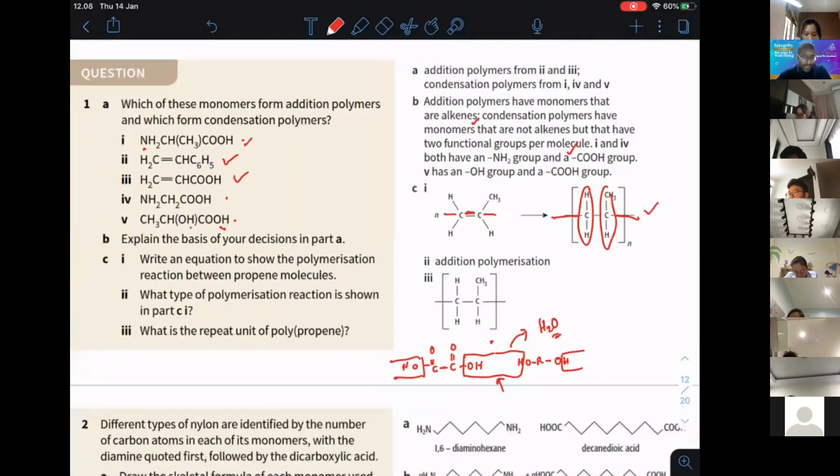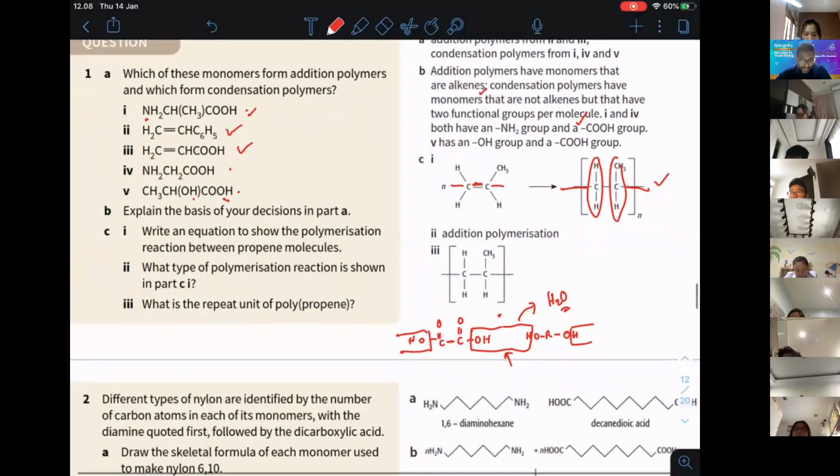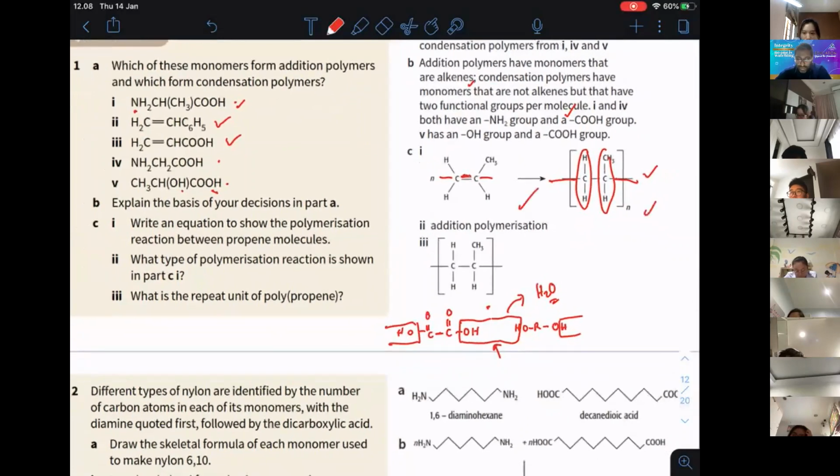That's the difference. And then write an equation between propene molecules. They already wrote the equation. And then what type of polymerization? Addition polymerization. What is the repeating unit? The repeating unit is only this. So this is the repeating unit.